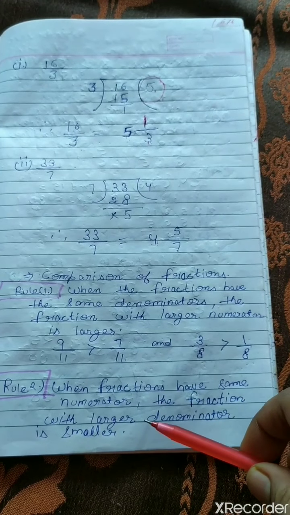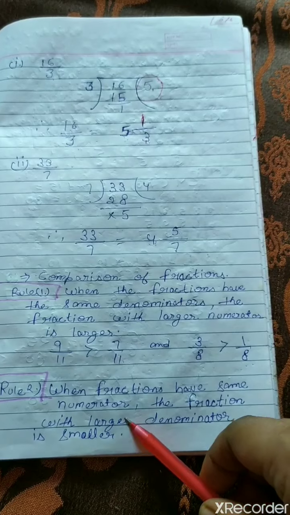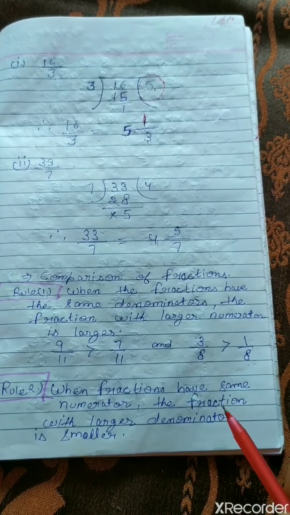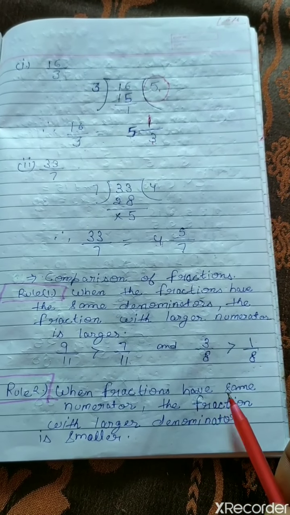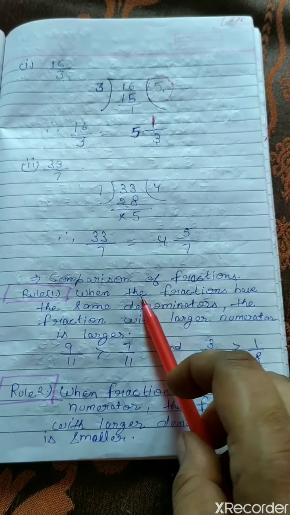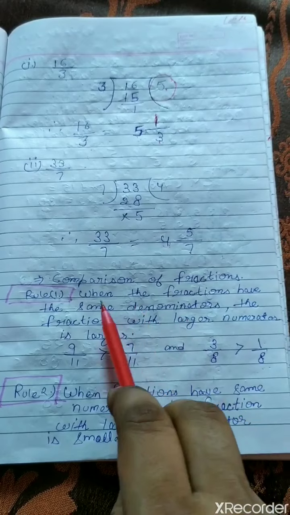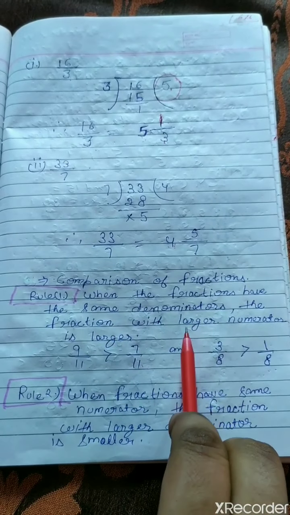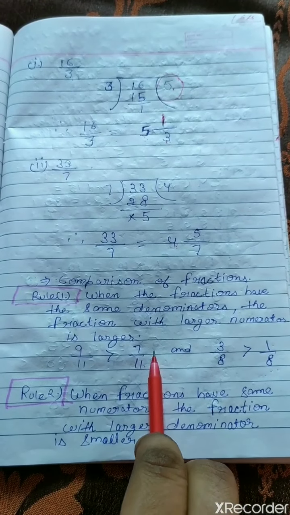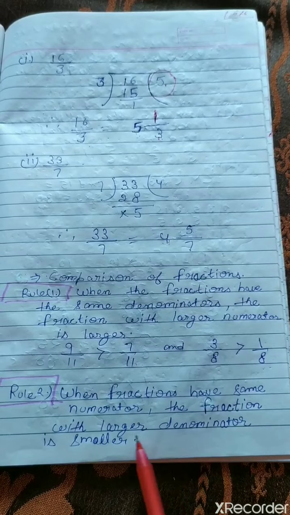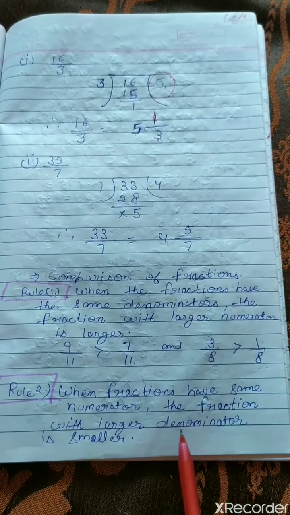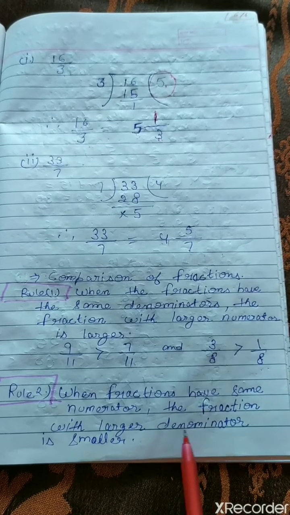Now rule number 2: when fractions have the same numerator, the fraction with the larger denominator is smaller. If they have the same denominator, then compare the numerators only. And when they have the same numerator, then only compare their denominators. Larger denominator number will be smaller.